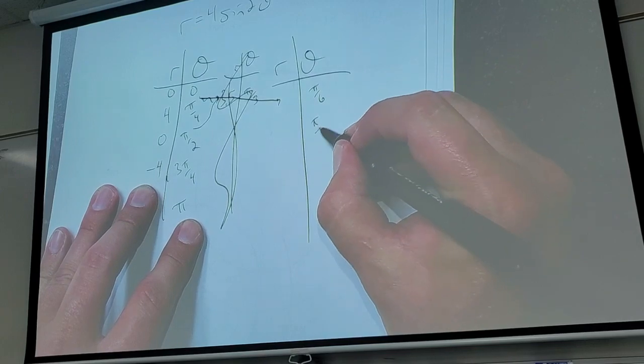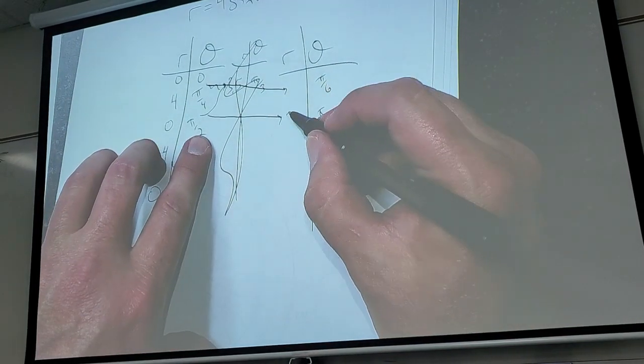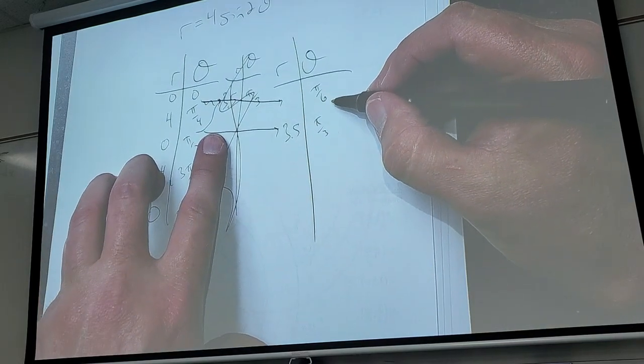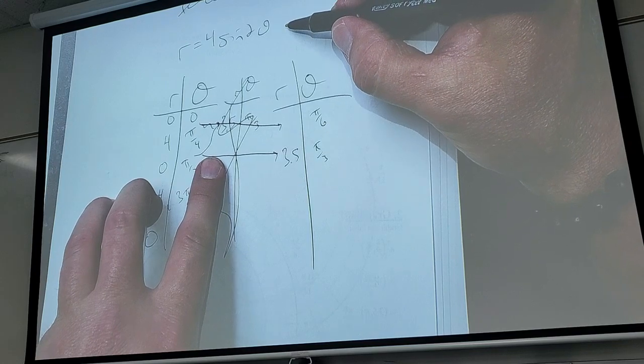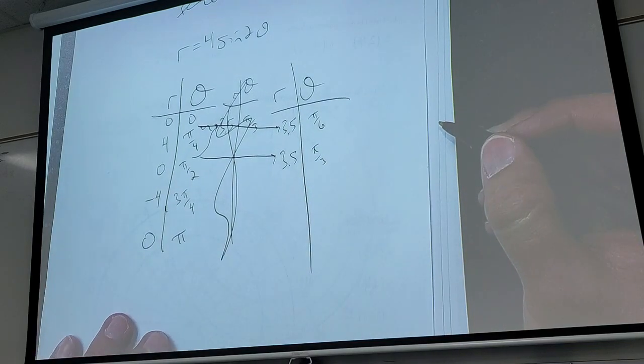So in here should be pi over 6. We already did pi over 3. That would be in the middle of those two. So this would be 3.5. And I'll bet you, if we do pi over 6, do you see how it's pi over 3 again inside? So it's 3.5 again.